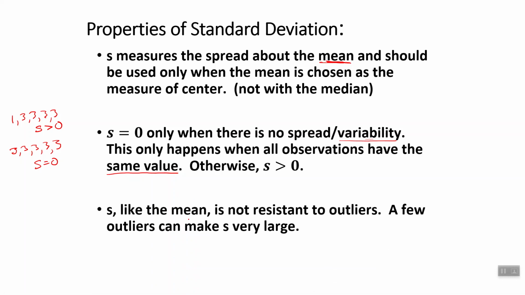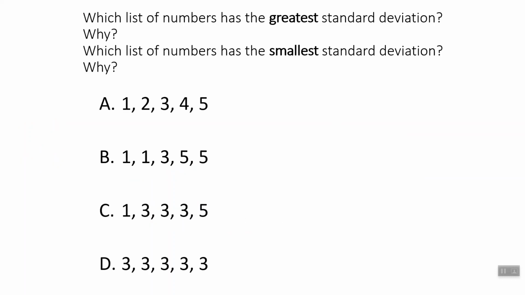All right, and S, like the mean, is not resistant to outliers. So a few outliers can make S very, very large, just like a few outliers can change the mean a lot. Except with S, if we have an outlier on each side, the standard deviation gets much, much bigger. With the mean, it kind of cancels out. Standard deviation gets very big very fast if we have numbers that are very far away from the mean, because it averages that distance from the mean, and it involves squaring them, so it gets much, much bigger, much, much faster. So these are all useful properties about standard deviation.